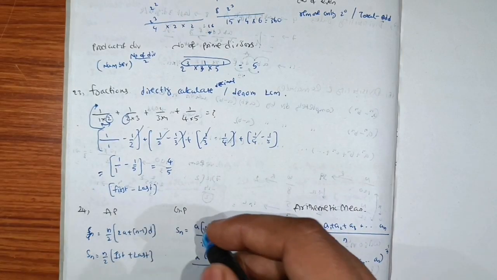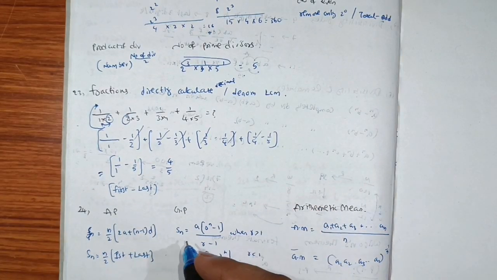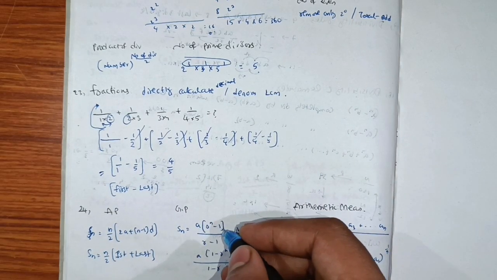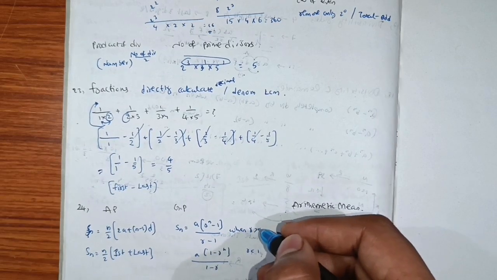And for geometric progressions, the sum of n terms of a geometric progression is a of r power n minus 1 by r minus 1 when r is greater than 1.